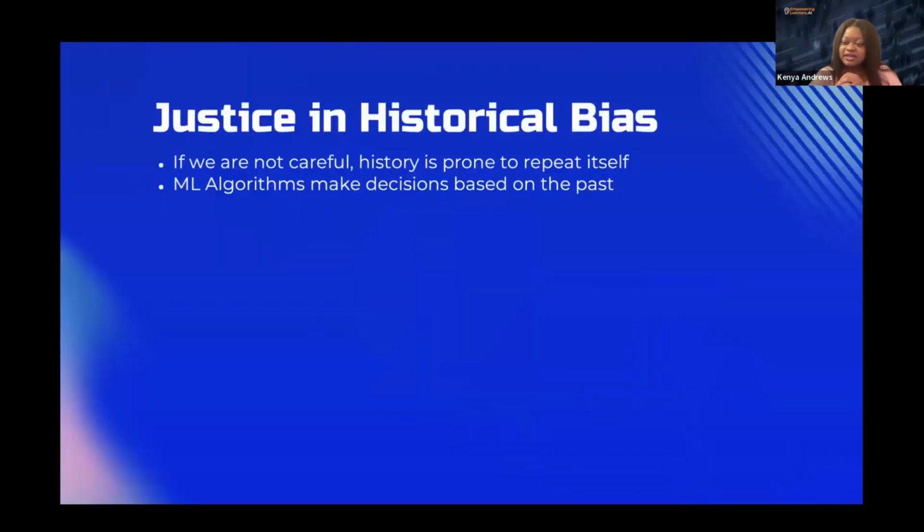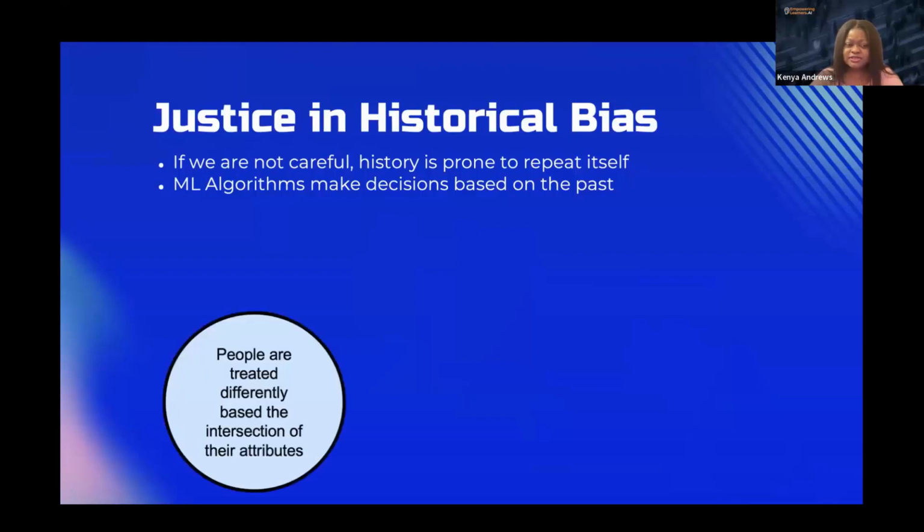So the first thing that I think about is justice and historical bias. If we're not careful, history just repeats itself, right? And that's how machine learning algorithms learn. They learn from the past and then they make decisions based on the past. But when we look at marginalized people, the decisions that were made for them weren't good most of the time, right? So we don't want to get into instances where we promote these bad ideas.